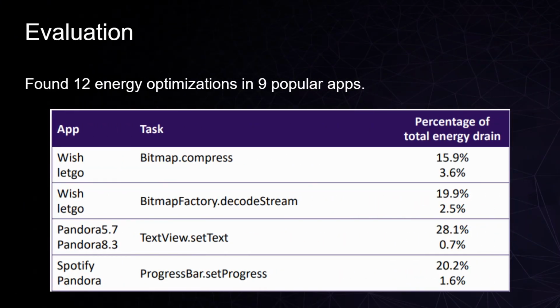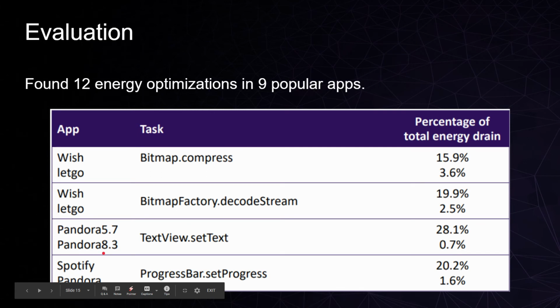So they found 12 different energy optimizations in 9 popular apps. From the comparison here, you can see a bitmap.compress call in the Wish app and the Let Go app, but the percentage of total energy drain was very different between the two. And many similar optimizations were already found within different apps, and even different versions of the same app, like these 2 versions of Pandora with the TextView.setText call, one of which, the earlier version of Pandora, used a far greater amount of energy, so it was already addressed by the developers of Pandora in a later update.